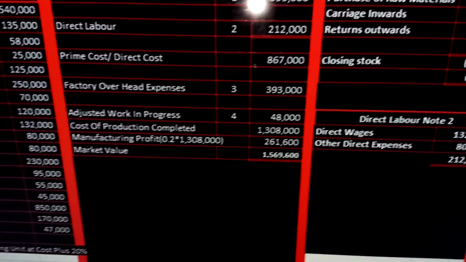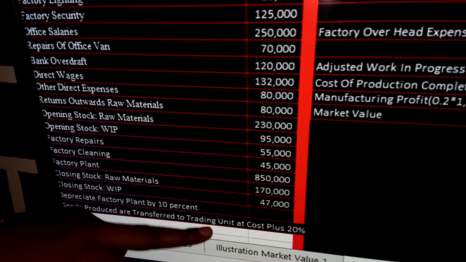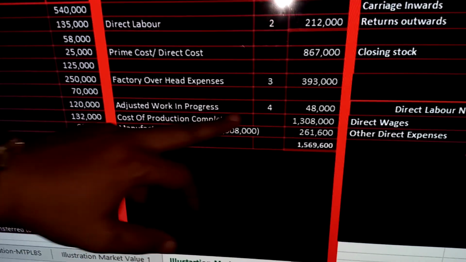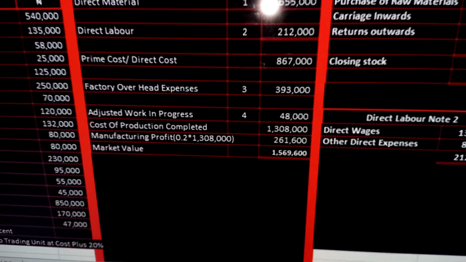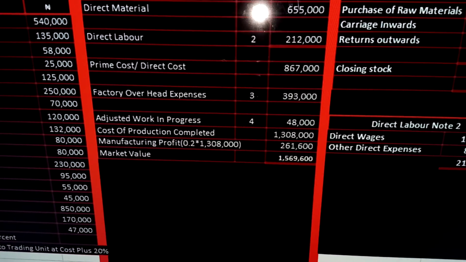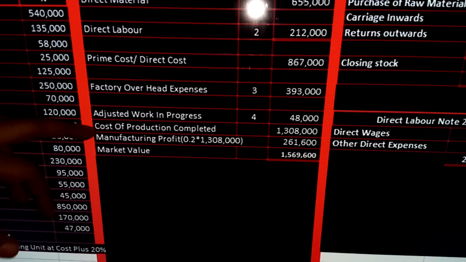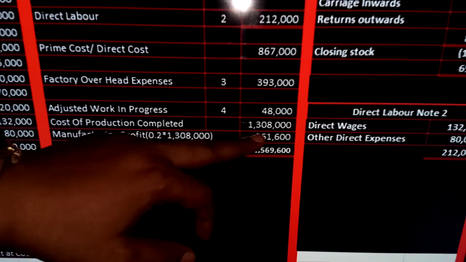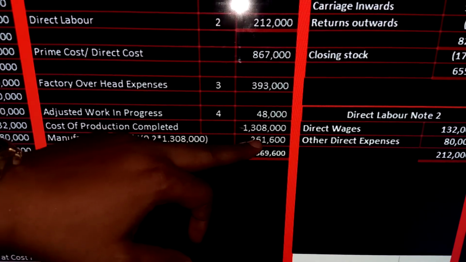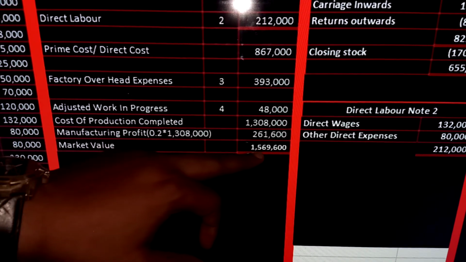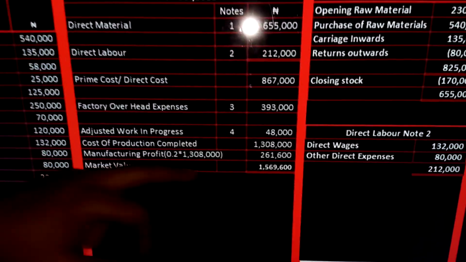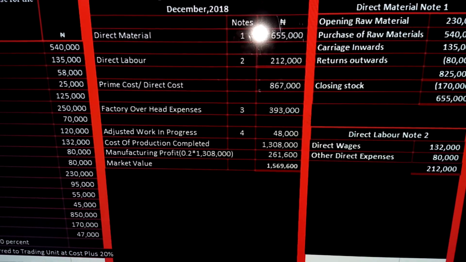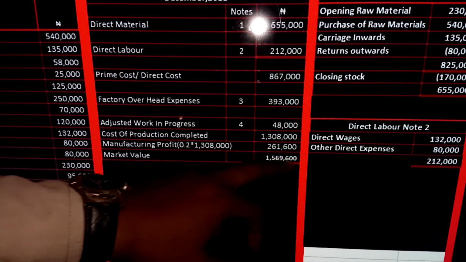But they are now saying that goods produced are transferred to trading unit at cost plus 20%. So that means that if we are taking this to trading unit, we are going to transfer it at cost plus 20%. So what's the production cost? 1,308,000. 20% of it is manufacturing profit, 261,600. So if you add 261,600 to this, you have 1,569,600. That is your market value. It means that the cost of buying this product that we just produced from the market is 1,569,600.